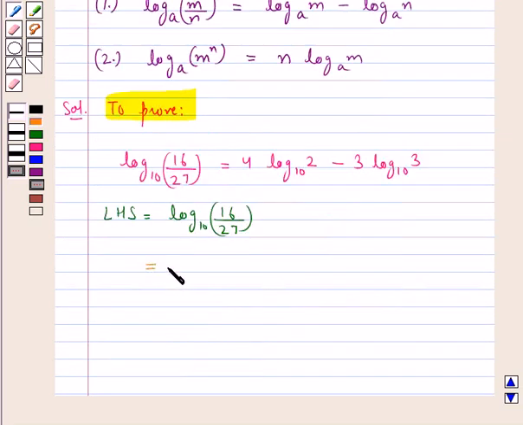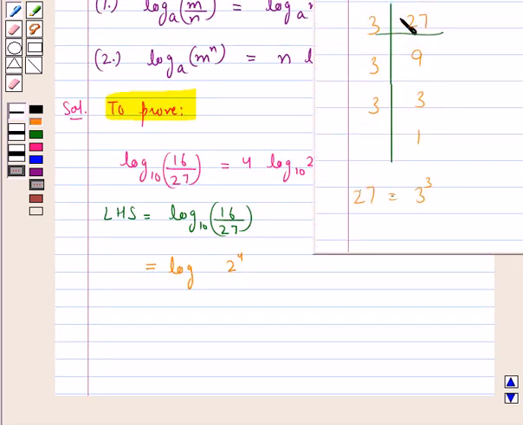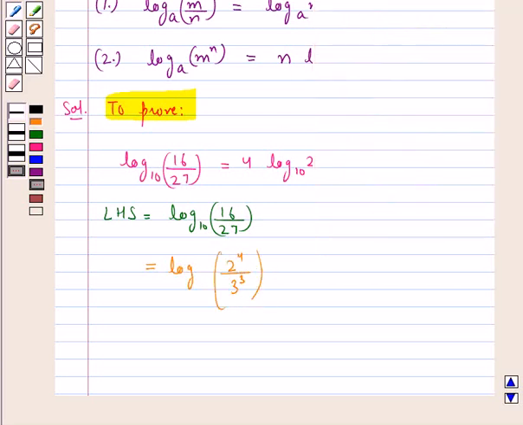So this is further equal to log of, now when we factorize 16, we get 16 is equal to 2 to the power of 4. So 16 could be written as 2 to the power of 4. And on factorizing 27, we get 27 equal to 3 to the power of 3. So we can write here 3 to the power of 3. So this is log of 2 to the power of 4 upon 3 to the power of 3 to the base 10.